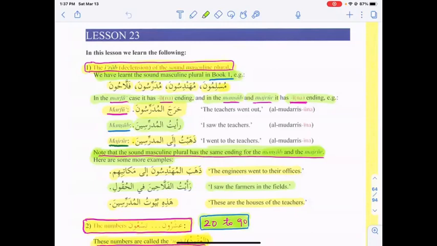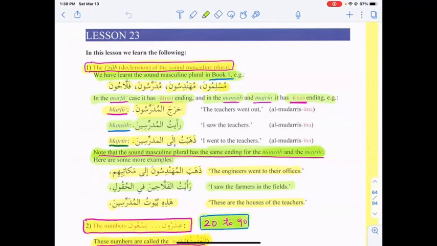Now, in this lesson, we are learning the I'rab, which is the declension, in other words, the grammatical analysis of the Jama Muzakkar Salim, which means sound masculine plural. We have two kinds of plural: the sound masculine plural, Jama Muzakkar Salim, and also Jama Taksir, the broken plural.